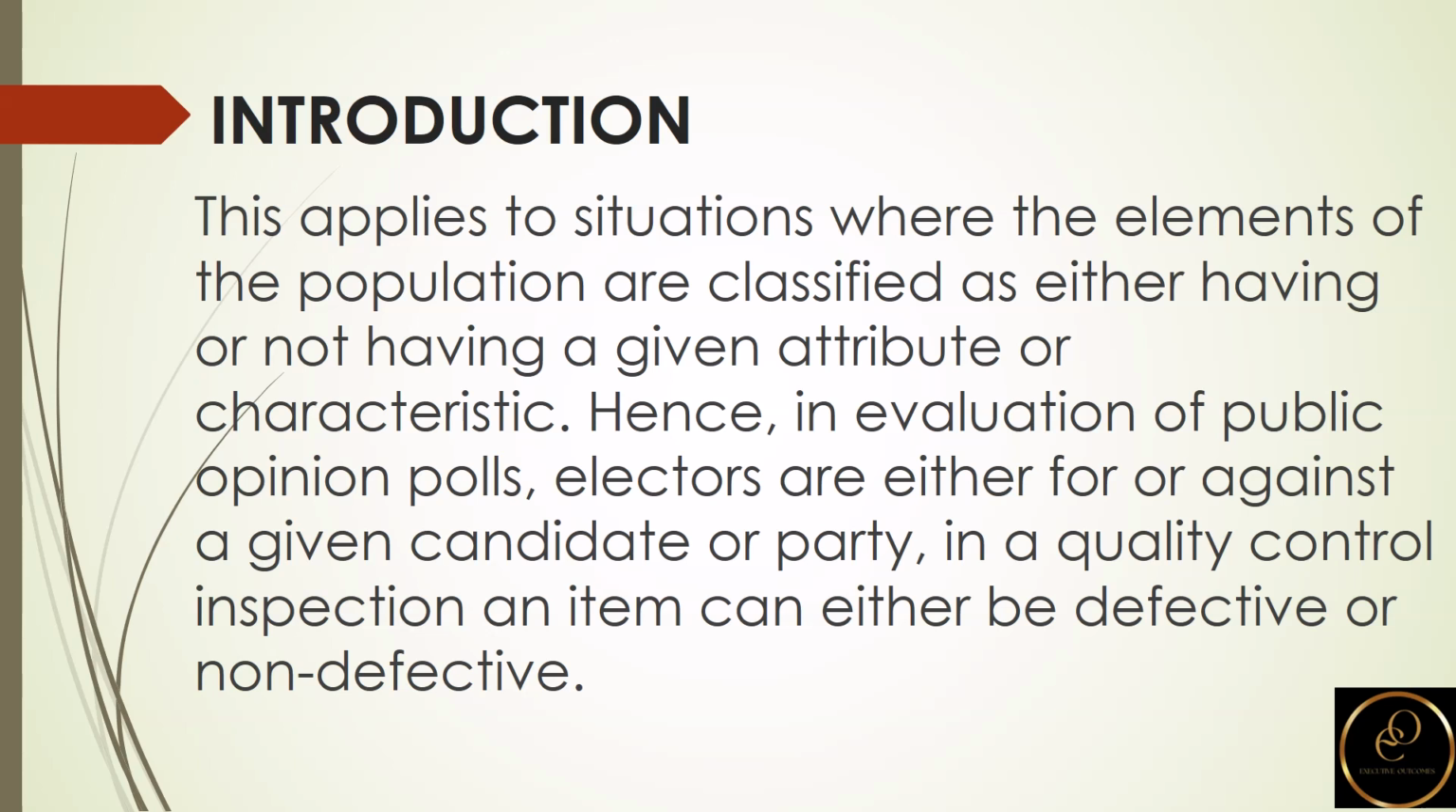In this particular case, in evaluation of public opinion polls, for instance, electors are either for or against a given candidate or party. In quality control, on the other hand, inspection of an item can turn out to be defective or non-defective. So where you have two possible outcomes, that type of situation under probability is referred to as a binomial probability.